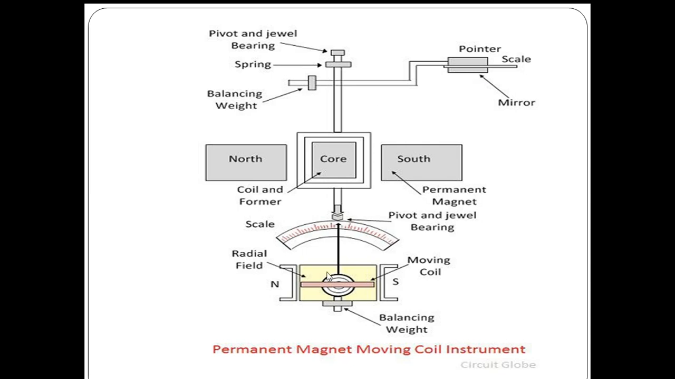So actually, this representation will be like this. Here we are having an aluminum frame, and the coil will be placed on it. This is the balancing weight, and here we are having two magnets. Whenever the coil experiences a force, it will move. Depending on the movement, the pointer will be deflecting on the scale.